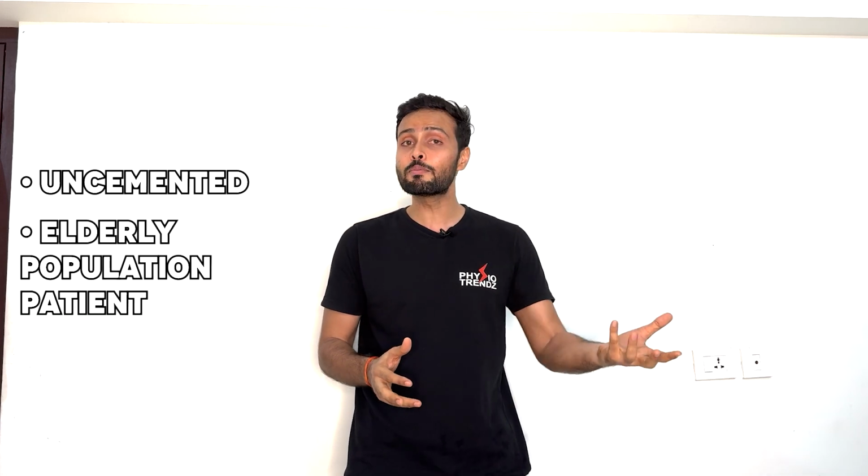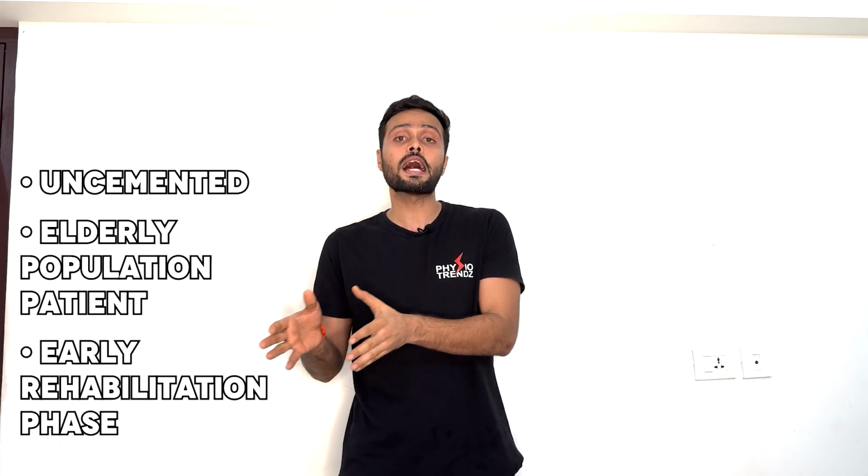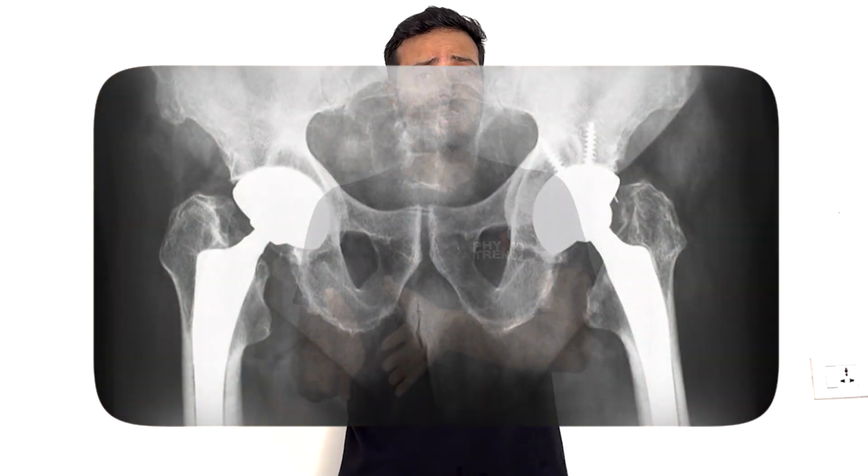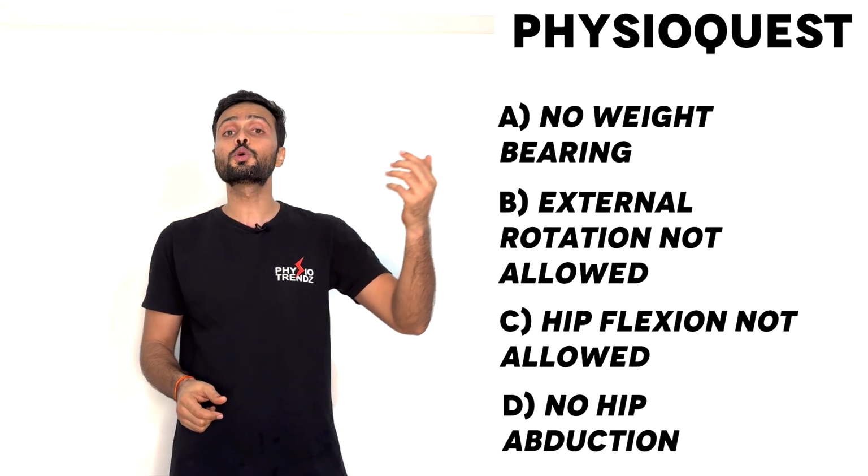Now, according to the given situation, we need to understand a few points from the question: the surgery is uncemented, the second point is that the patient is from the elderly population, and the third point, it is the early rehabilitation phase. Now we all know that cemented and uncemented surgery always depends on the patient population and what kind of rehabilitation we are expecting. Cemented surgery is mostly used whenever you require early weight bearing, uncemented whenever you are not looking for early weight bearing but you are looking for more of the strength component in the arthroplasty joint. Here in the given situation, it is uncemented surgery and also an early rehab phase. Keeping all these things in mind, let's go through all the options.